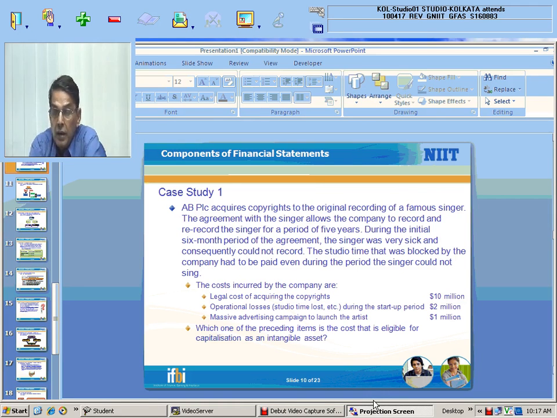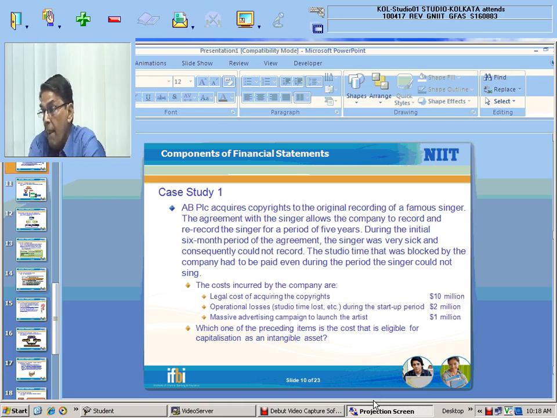The legal cost incurred by the company for acquiring the copyrights was 10 million. Operational losses like studio time lost, etc. during the startup period was 2 million. And a massive advertising campaign to launch the artist was 1 million. Which one of the preceding items is the cost that is eligible for capitalization as an intangible asset? The three costs incurred were the legal cost of acquiring the copyrights, operational losses because studio time was lost as the singer was sick and couldn't sing for 6 months, and the massive advertising campaign to launch the artist.